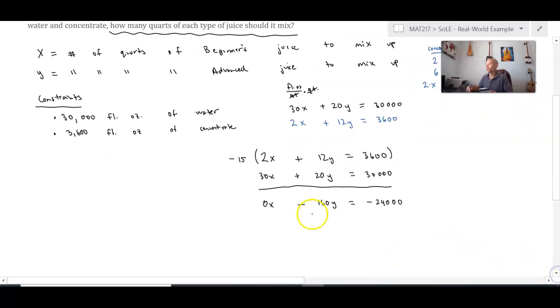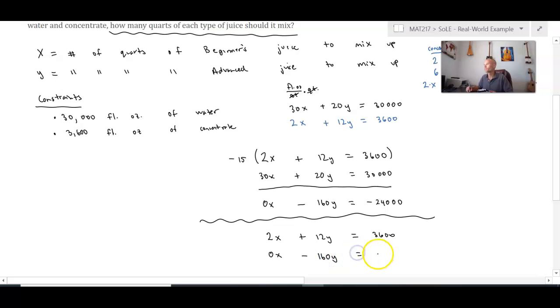Okay, so let me update our equations now. The first equation is still 2x plus 12y equals 3,600. Now we did multiply it by negative 15, but we only did that so that we could eliminate something in the second equation. So we're not actually changing the first equation, we're just using it as a pivot to help us clear x in the second equation. And that was productive in the sense that now we have an equation that only involves y in the second equation.